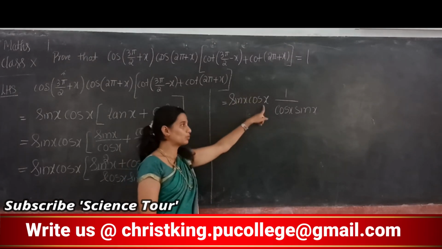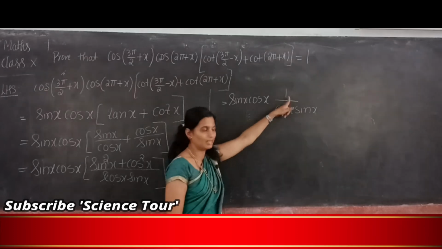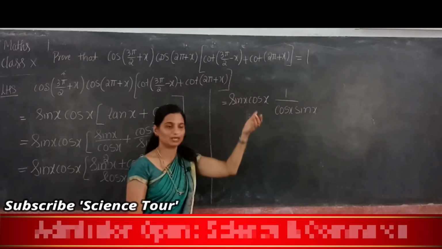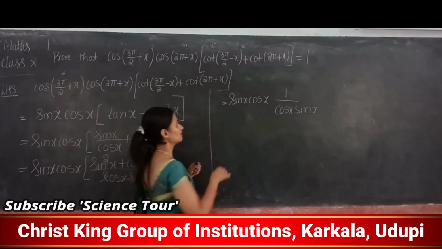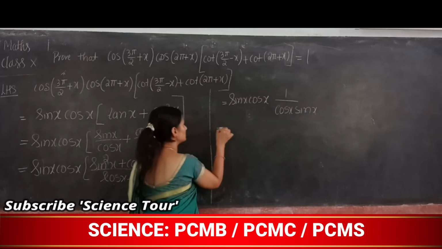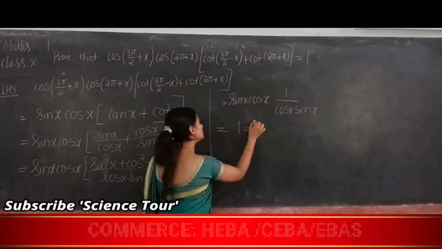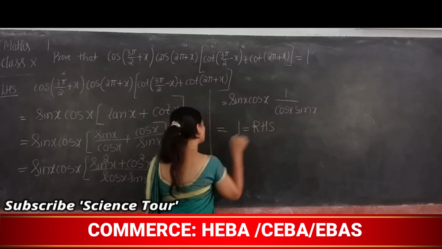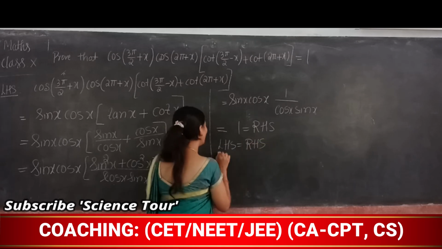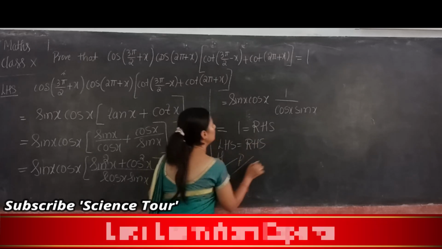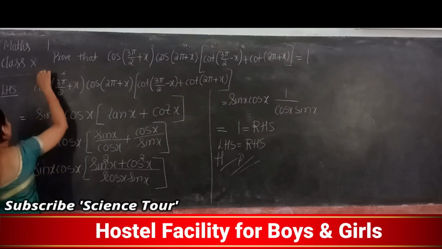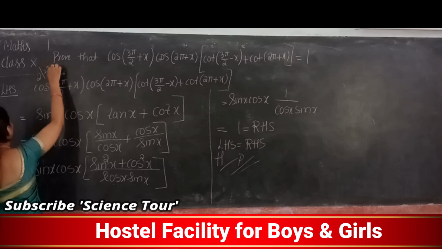Sin x into cos x into 1 divided by cos x into sin x. Can you cancel numerator and denominator? Yes, you can cancel, right? So sin x and sin x cancel, cos x and cos x cancel. So the answer is what? 1, which is equal to the RHS. So therefore LHS is equal to RHS, and hence it is proved. Hence proved. Important for 2 or 3 marks. This is a 2 or 3 marks important question.